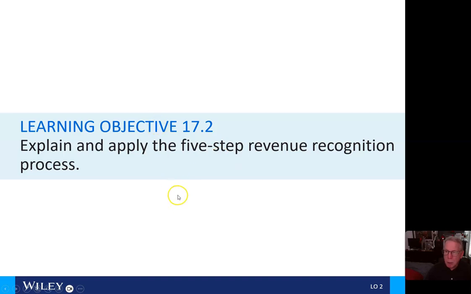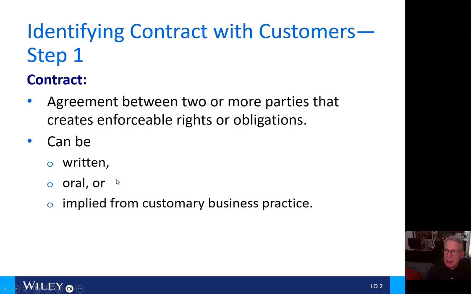Okay, we'll move now into our next objective, explaining and applying the 5-step recognition process. And here, step 1, the contract. That's an agreement with 2 or more parties that creates enforceable rights or obligations. And it can be written, oral, or implied from customary business practice.